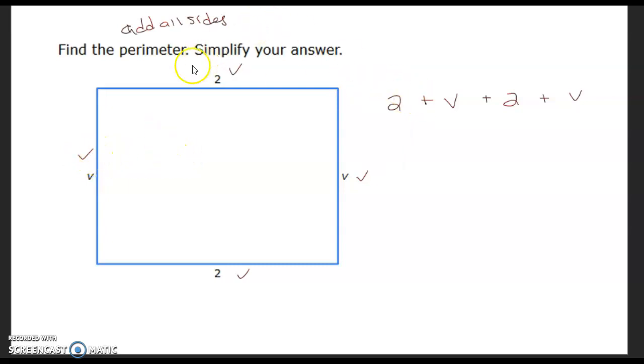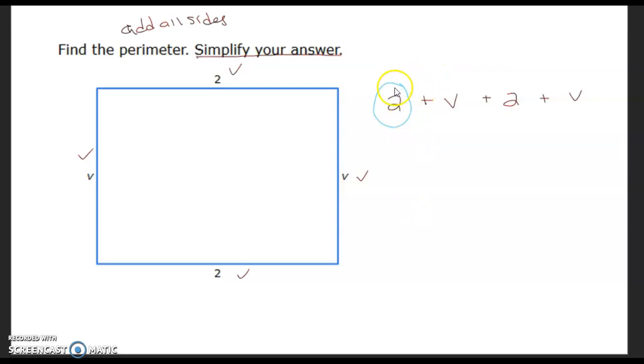Okay, so now it says simplify your answer. In order to simplify, we have to combine like terms. So we have to figure out what like terms are in the first place. All right, so I'm going to put the number 2 in a blue circle. The number 2 is just a number. It has no variable attached to it. It's just a constant by itself.